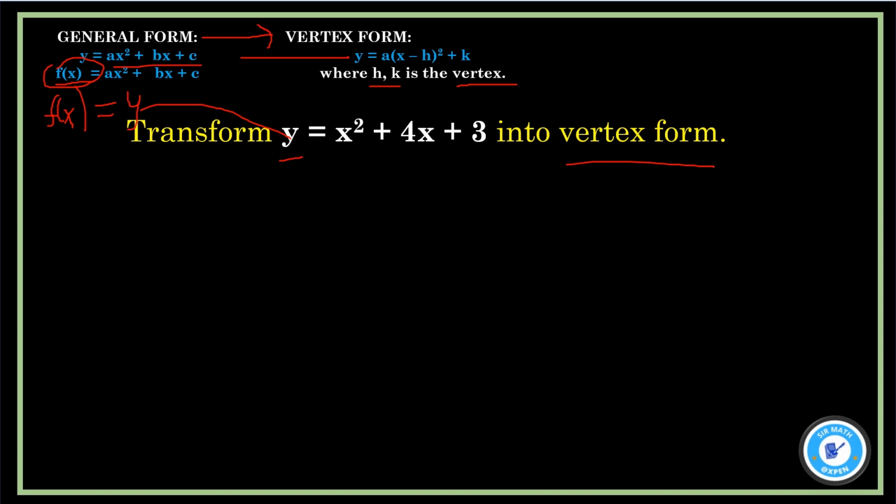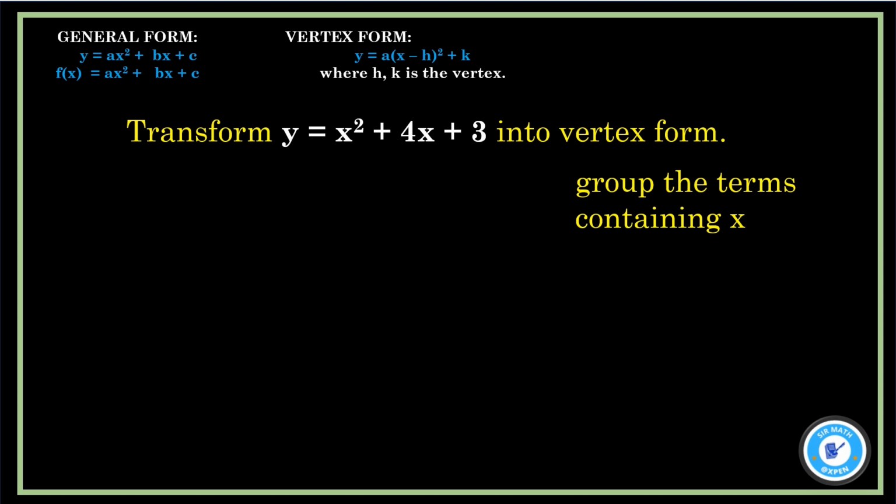Now let's proceed. Step number 1 is to group the terms that contain the x values. So we have here, we're going to isolate the constant, then write the terms that contain x as one group. So that's equal to x squared plus 4x.